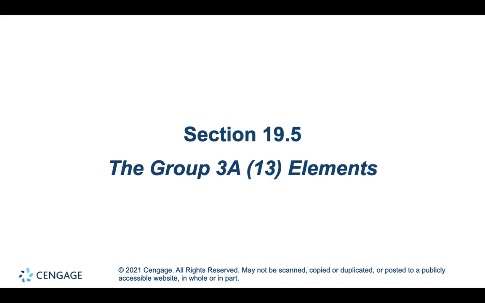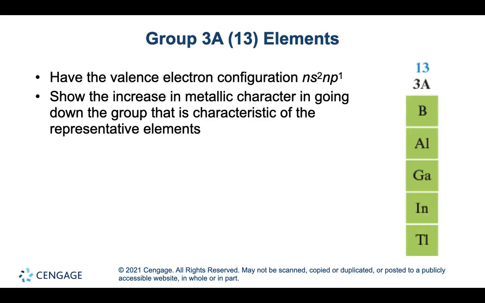Okay, our group 3A elements. So now we're over in the P part of the table. This would be the boron family, group 3A. These are S2, but they also have P1. They have a P electron. These are going to show increase in metallic character going down the group. As you get bigger atoms, the electrons are more easily removed. And so like aluminum is a +3 ion, gallium would be a +3 ion.